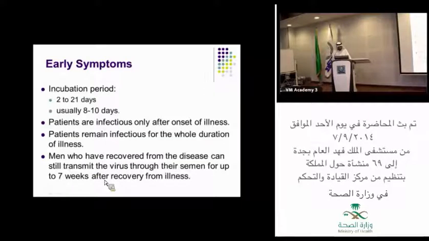The patient is infectious throughout his illness. So during the symptomatic stage of the disease, the patient is infectious. After the symptoms have resolved, men may continue to be infectious through the semen for up to 2 months. So men who have recovered from Ebola may infect their wives if they have sexual intercourse. So we really have to advise them to avoid sexual intercourse for at least 2 months.